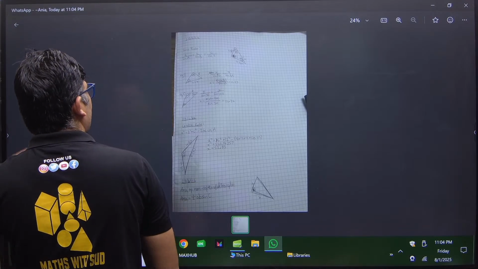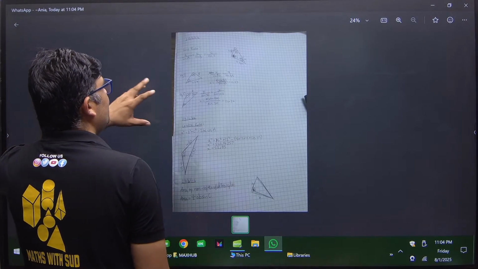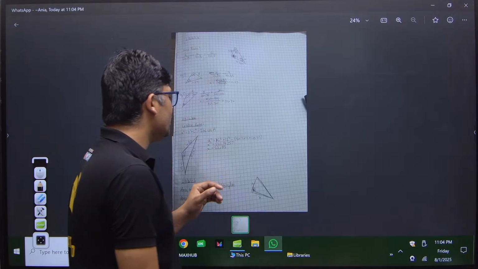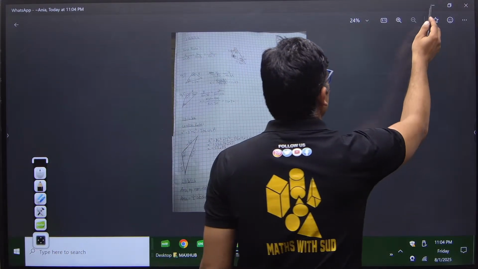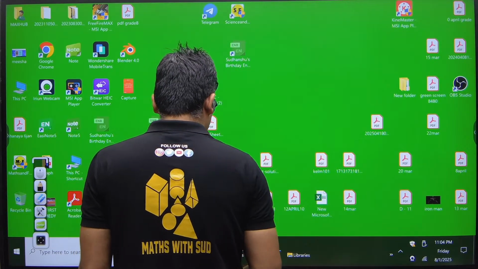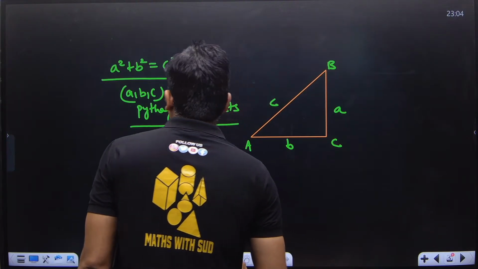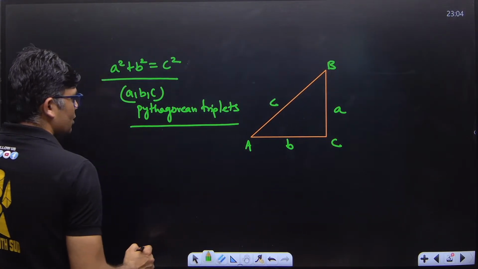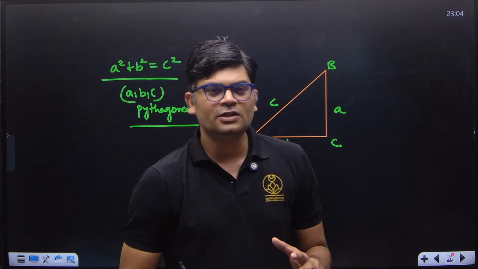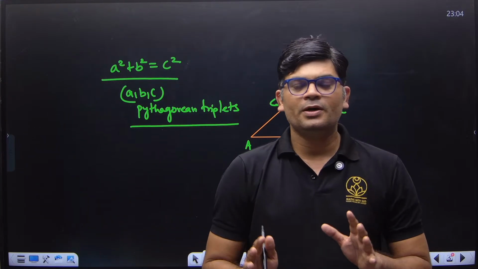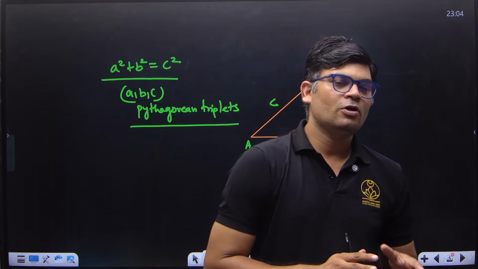Okay, that is a different thing, beta. That is a completely different thing. Sine rule and cosine rule are a different thing. That is not a Pythagorean triplet. So Pythagorean triplet means the length of the three sides, which you remember, that form a Pythagoras triplet.